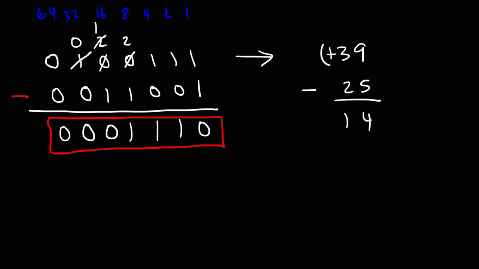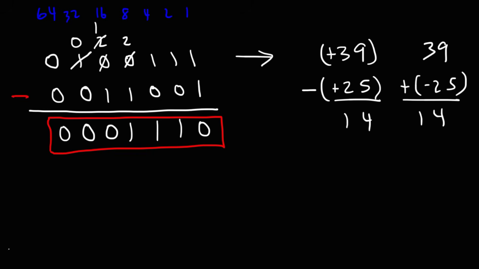We had positive 39 minus positive 25. Now when using the 2's complement method, if you need to do subtraction, what you want to do is basically add a negative number. So this is still going to be positive 39. Well, I'm just going to write 39 to represent that. And then it's going to be plus negative 25. We're still going to get 14, but instead of having a positive 25 value here, we're going to have a negative 25.